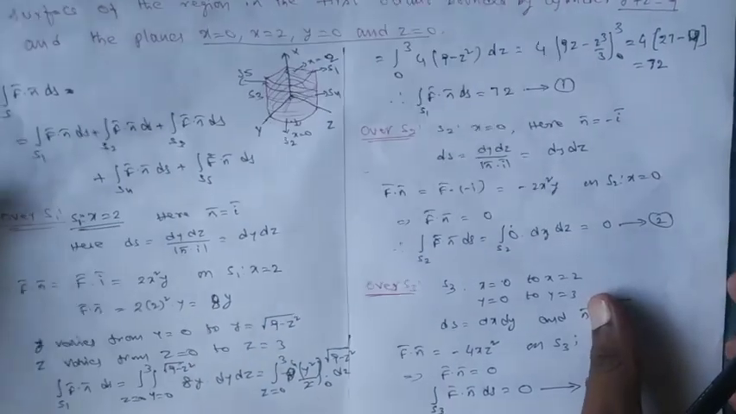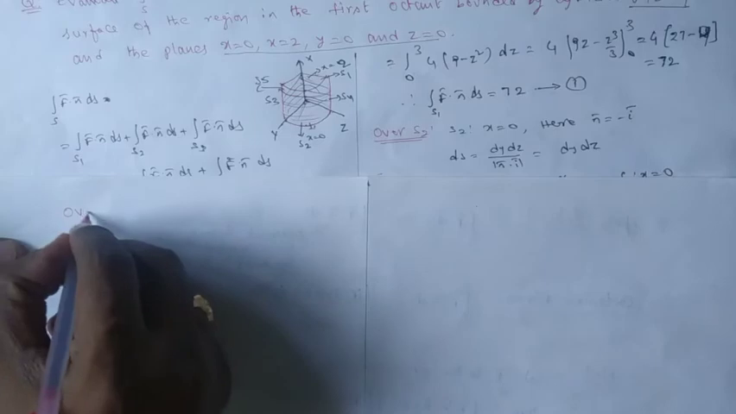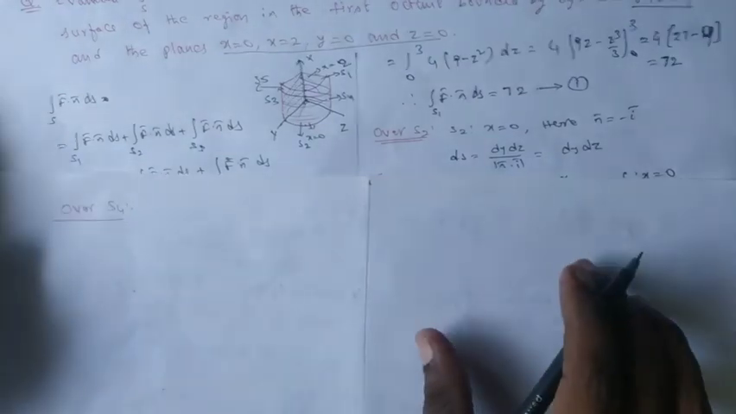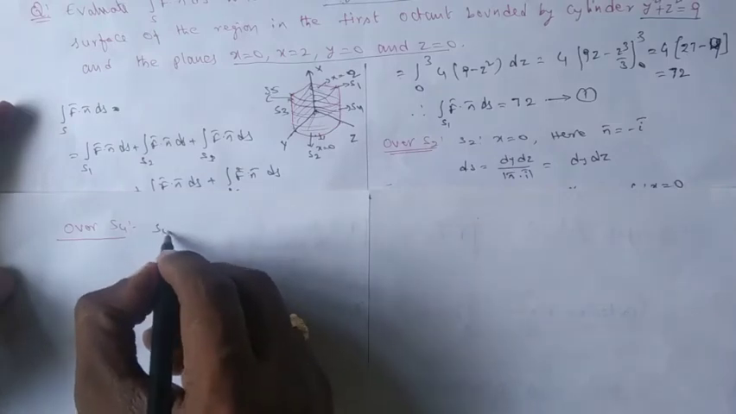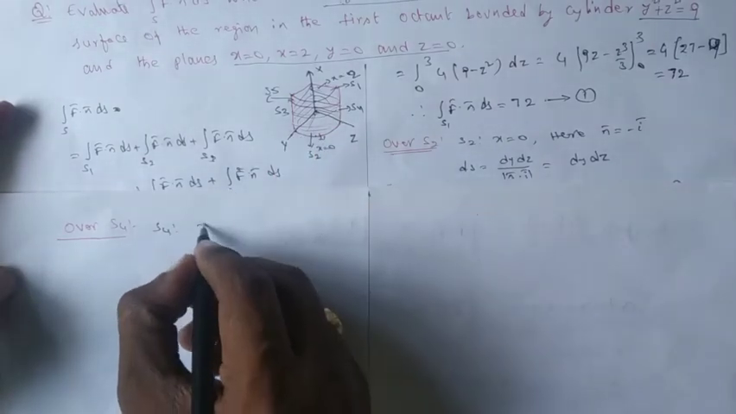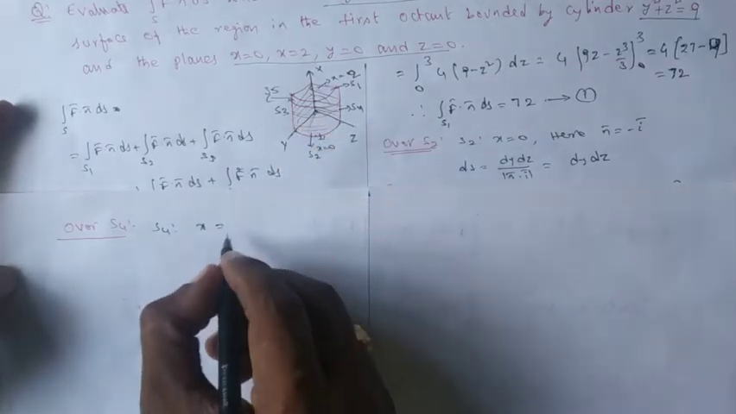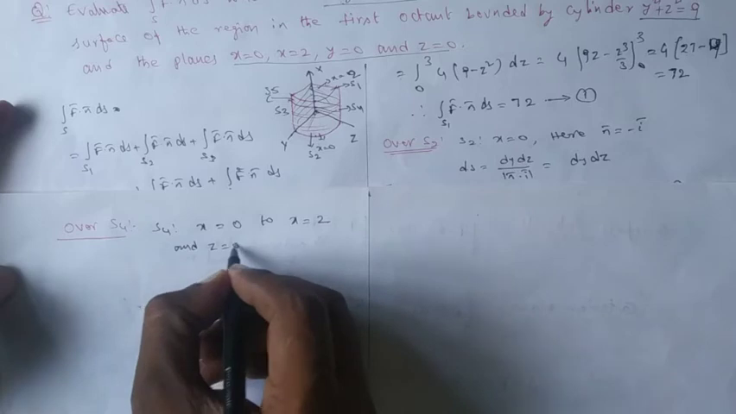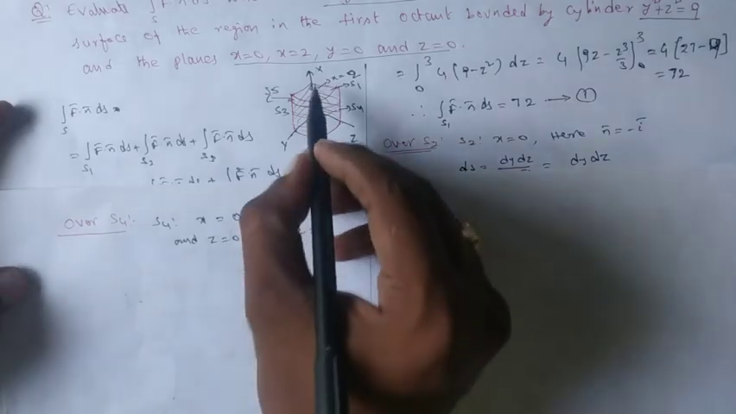Similarly, we need to calculate another integration too. I will take the problem onto the surface S4. This S4 is a rectangle region like this, our S4 on the xz plane. So on S4, x is bounded by x equal to 0 to x equal to 2, and z varies from z equal to 0 to z equal to 3. Clear?